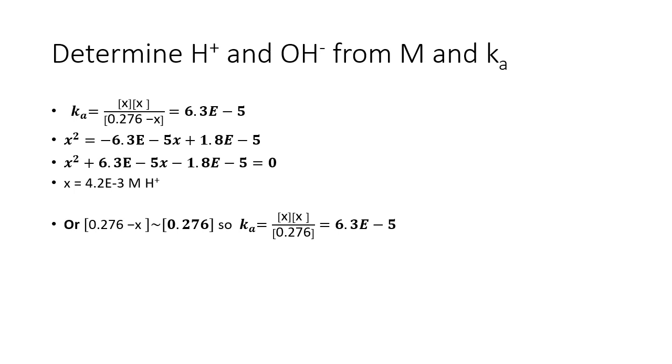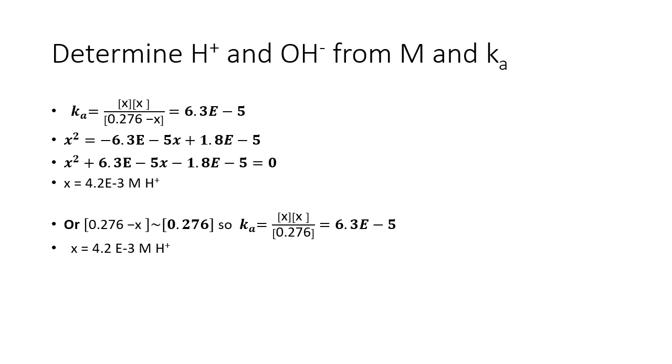So if we do that simplification, X squared over 0.276 is equal to 6.3 times 10 to the negative fifth. We multiply by 0.276, we take the square root, and X is equal to 4.2 times 10 to the negative third molar H plus. Lo and behold, we came out with the same answer. But that second version was a lot easier to do. We did not have to use the quadratic formula.